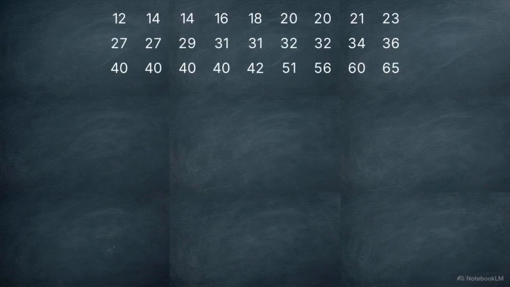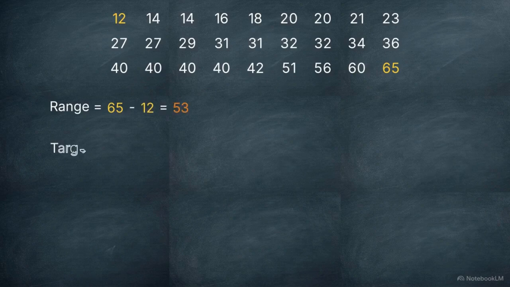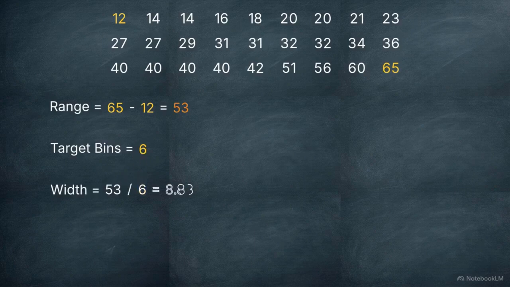We begin the histogram derivation by establishing absolute boundaries. We take the maximum value, 65, and subtract the minimum value, 12, calculating a total range of 53. Next, we decide the number of class intervals, or bins. For our dataset of 27, a target of 6 bins provides optimal compression. We divide our range of 53 by 6, yielding 8.83. We round the width up to the nearest whole number, exactly 9.